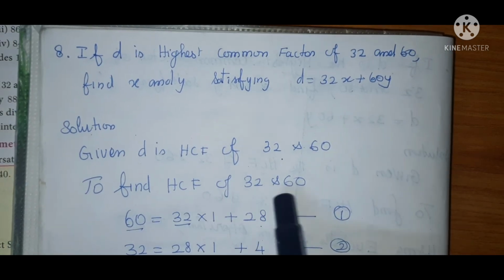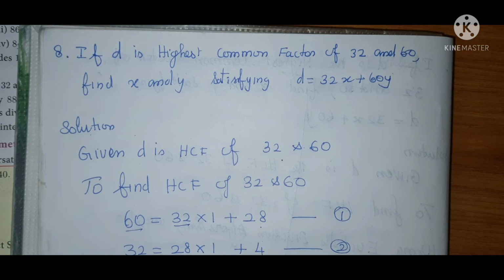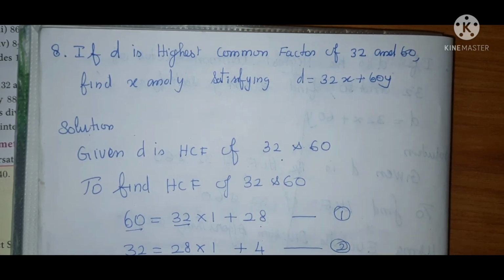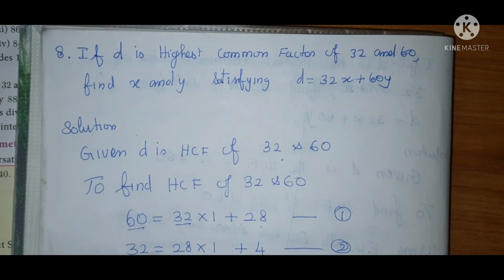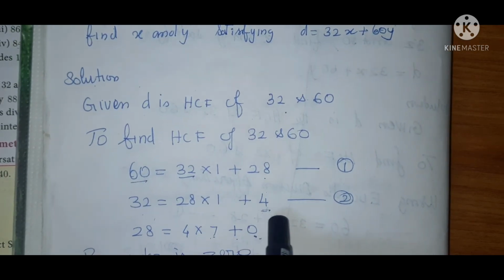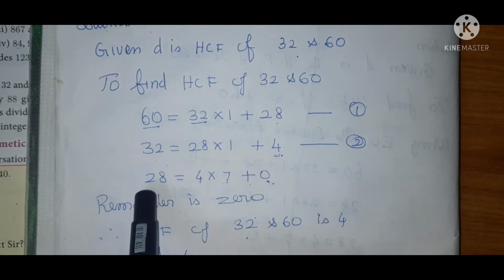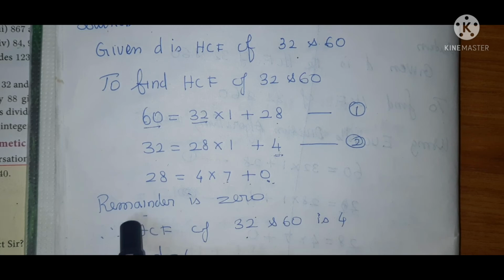To find the HCF of 32 and 60, 60 is the dividend, 32 is the divisor. Using the Euclidean division algorithm, 60 is equal to 32 into 1 plus 28. Here the remainder is 28. Again, 32 is the dividend, 28 is the divisor. 32 is equal to 28 into 1 plus 4. Here the remainder is 4. So 28 is not the HCF. Again using the Euclid division algorithm, 28 is equal to 4 into 7 plus 0. Here the remainder is 0. Therefore the HCF of 32 and 60 is 4.